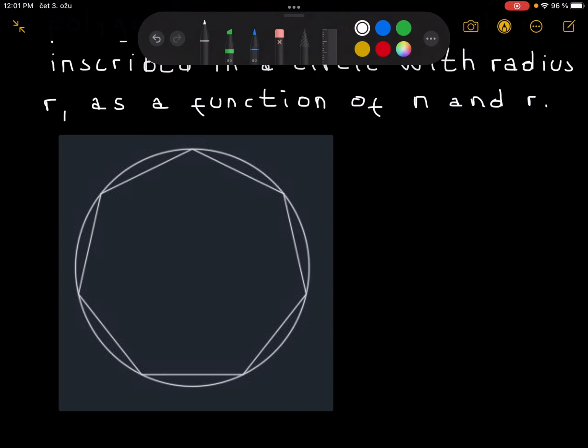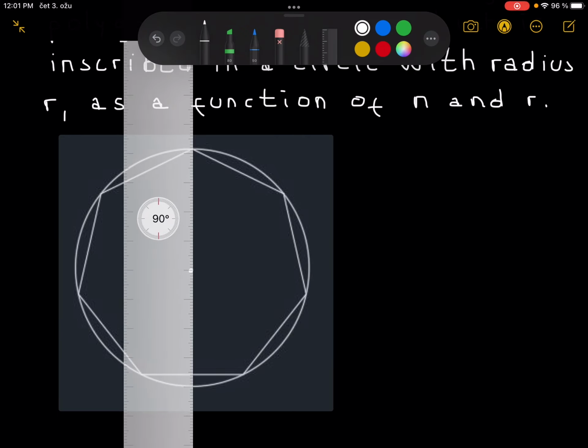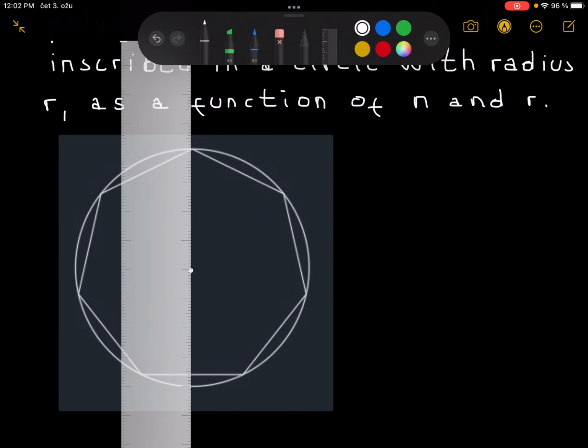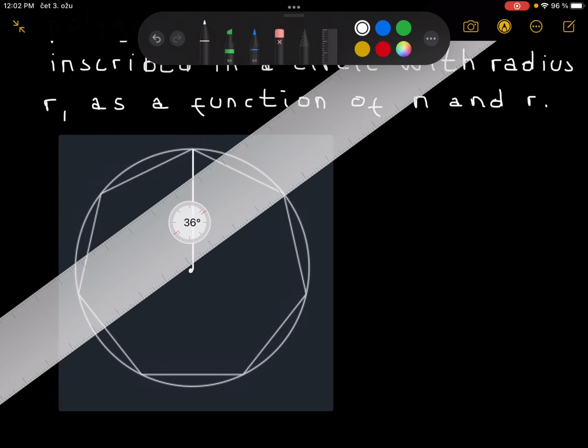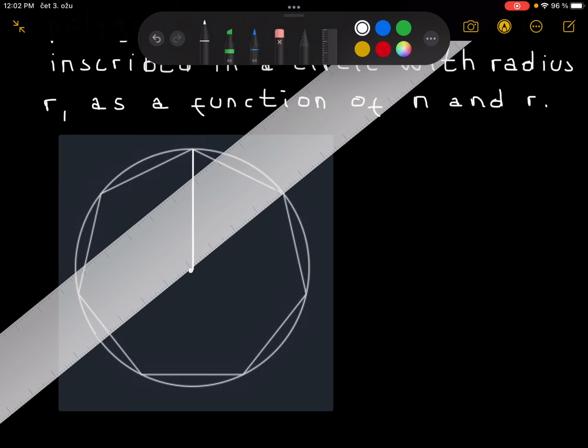So how do we go about solving this problem? Well, the first thing that I want to do is find the approximate center of our circle. I think that's about it. And now I'm going to go ahead and connect the vertices of the heptagon with the center of our circle.